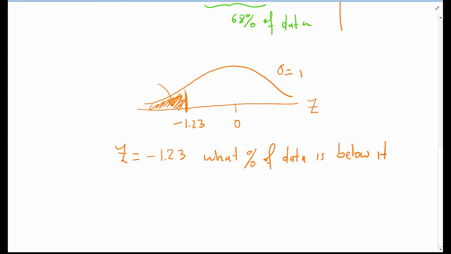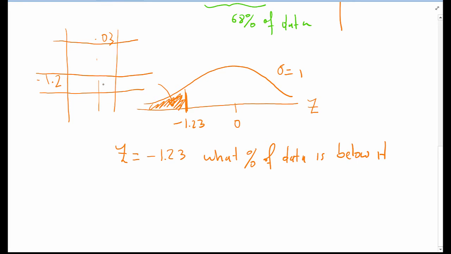All right, and we cannot do that with the empirical rule. What we're going to do is read this value from a table. The table has the unit and the tenth of the number in the first column, and on the first row it has the hundredth of the number, which in this case is 0.03. The intersection of those values gives you the answer right here.